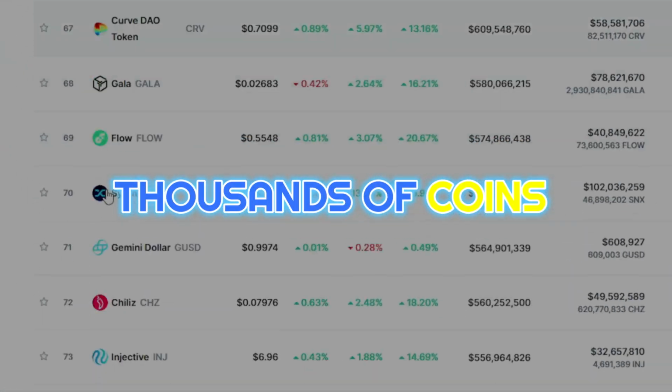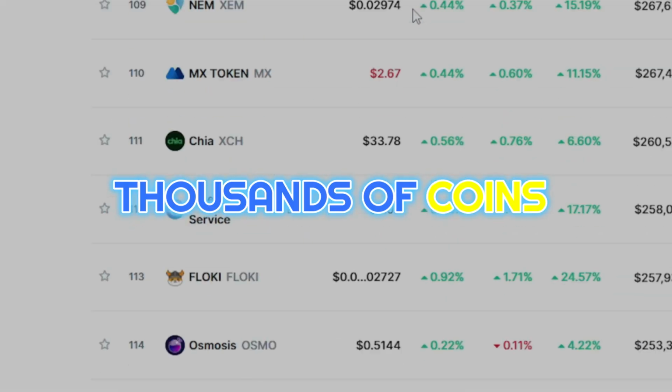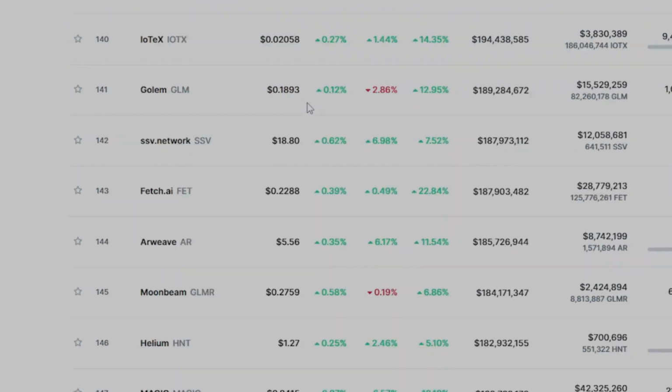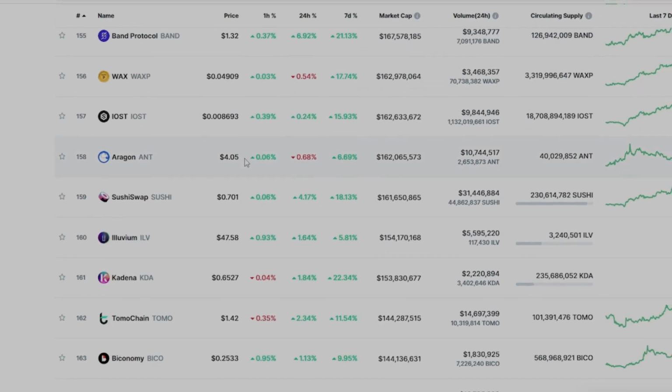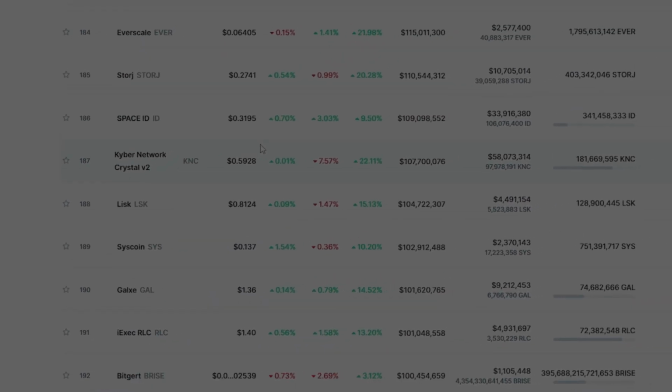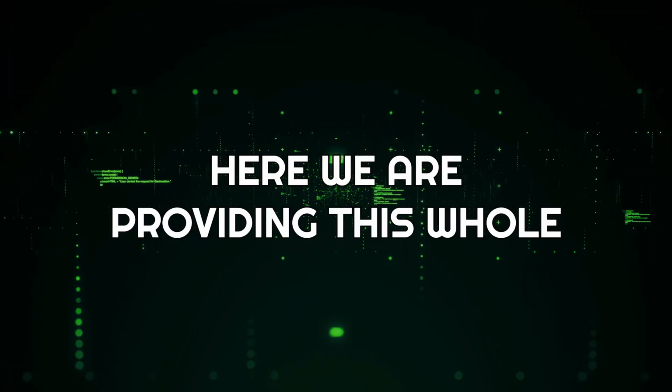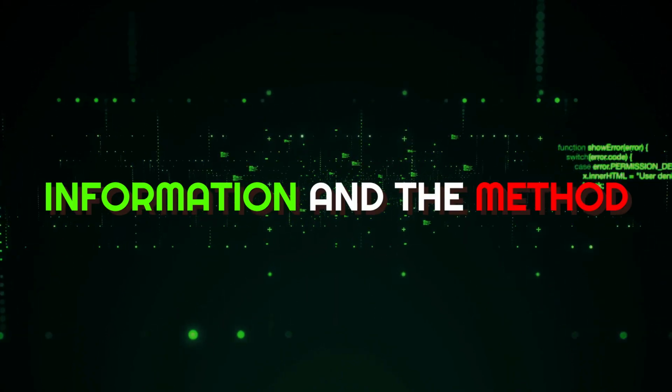There are thousands of coins out there. You cannot just check thousands of coins every day to find the right coin for arbitrage. There are some companies out there who charge a monthly fee for providing these coins, but here we are providing this whole information and method for free.